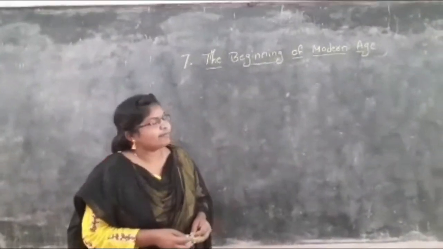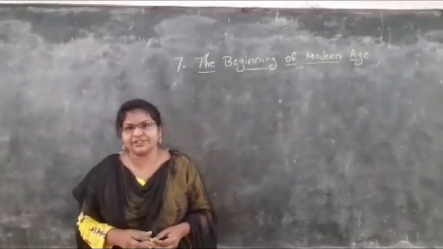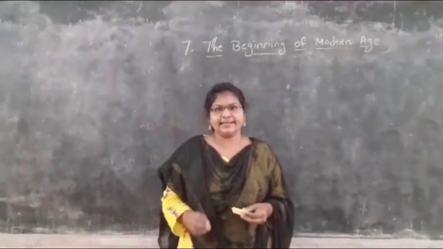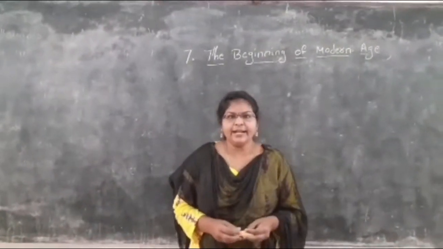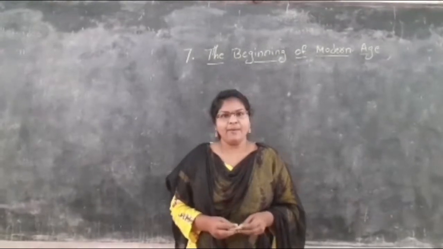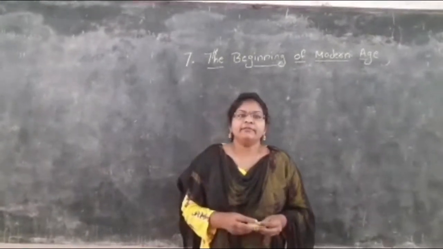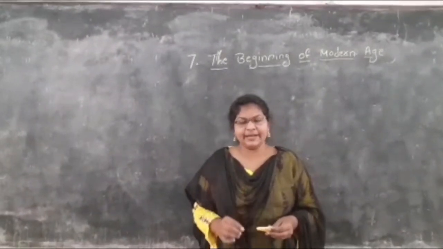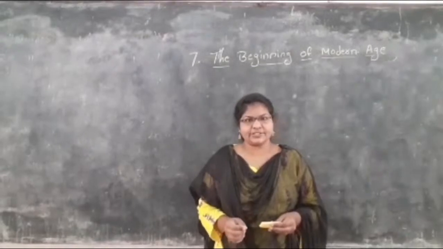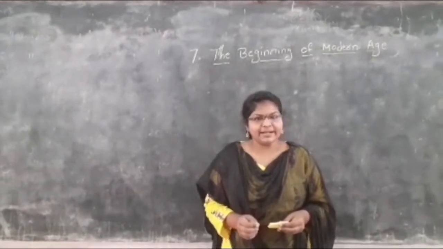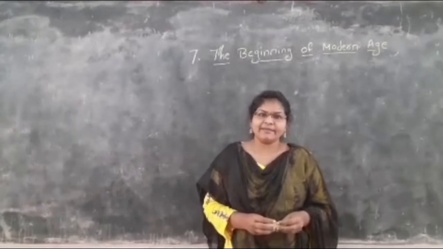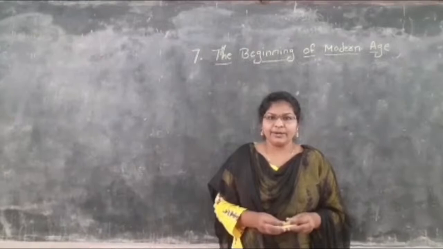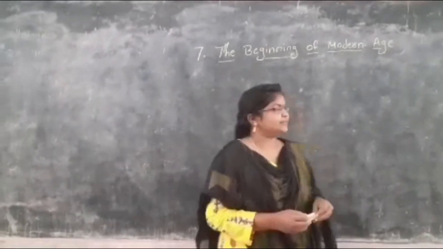Okay, my dears. The beginning of the modern age, just a small introduction. In this period, a person with many interests and skills, because many of the individuals who became well known at this time were people of many arts. Now we are discussing humanism.